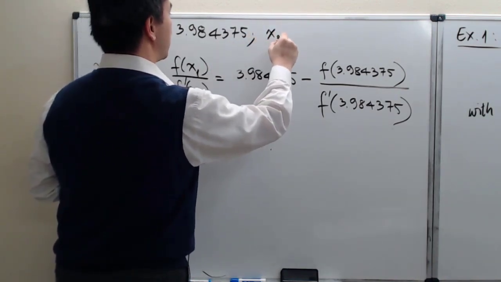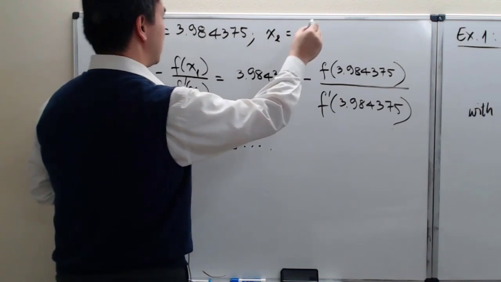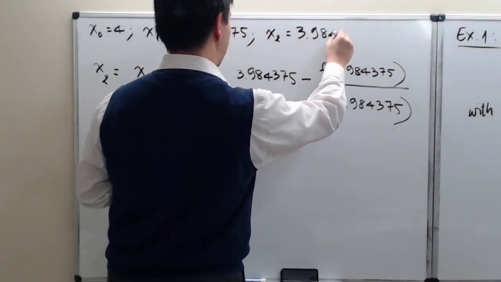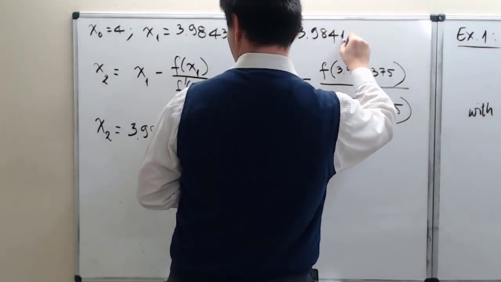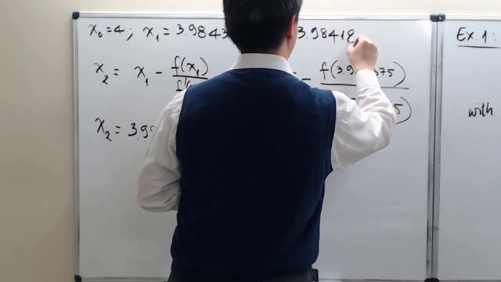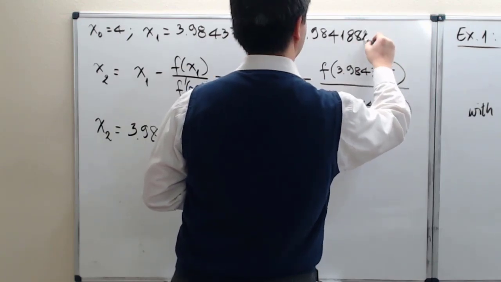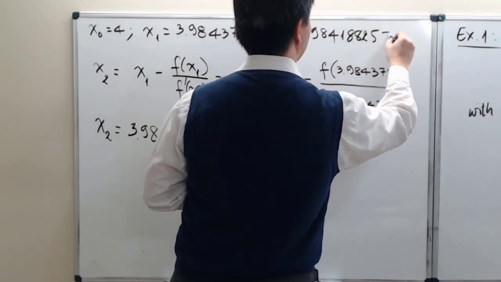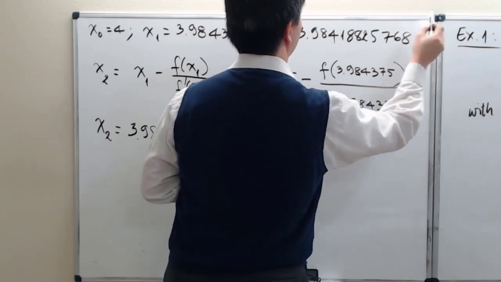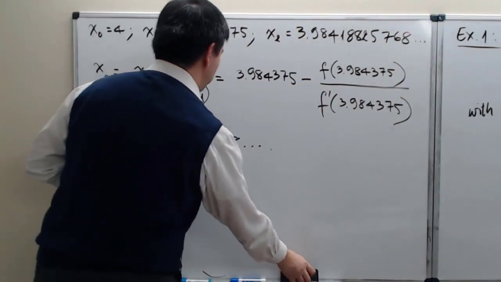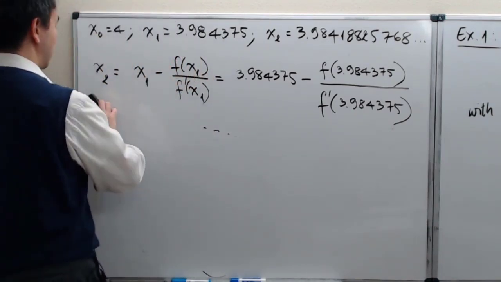So x2 here is now on record, writing that into our recordings, 3.984188, 25768, and a lot longer. Okay, and that's our x2. And so now let's look at x3 right here.